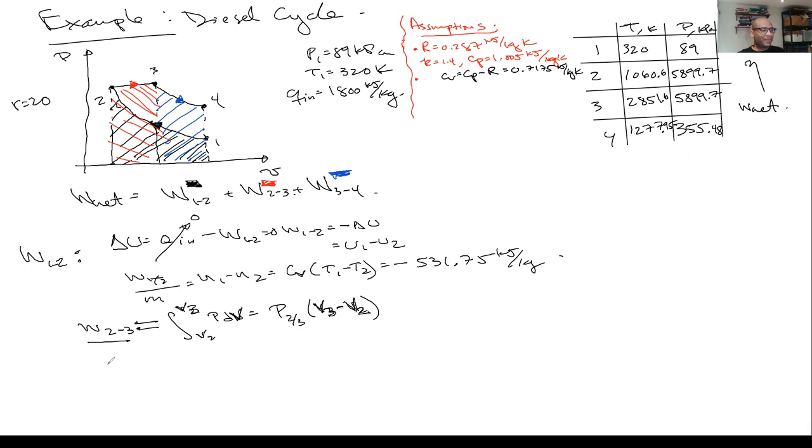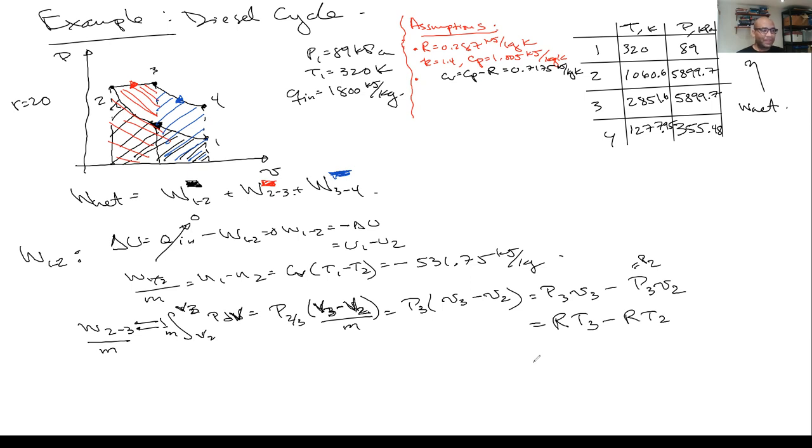Let me do this per mass. I'm going to divide by mass, so this becomes P3 (v3 minus v2). Oh, this is actually not so bad. Look at that. Remember the ideal gas law. So this is P3v3 minus P3v2. Well, P3v3 is just R times T3. And for P3v2, this P3 is equal to P2, and P2v2 is equal to R T2. So this is just equal to R (T3 minus T2).